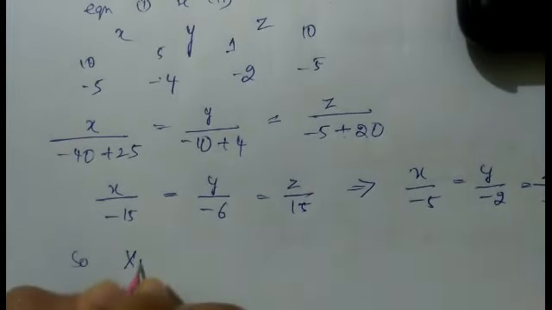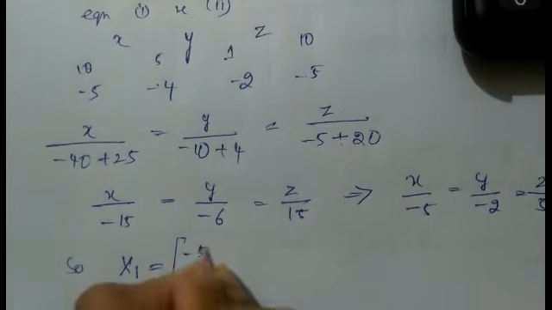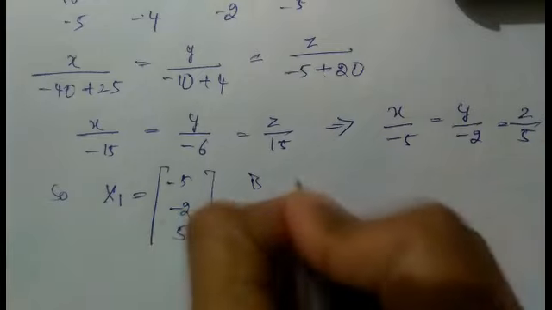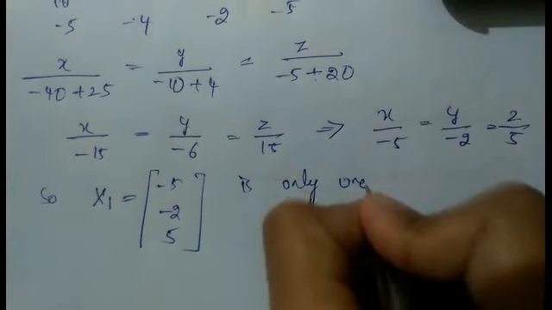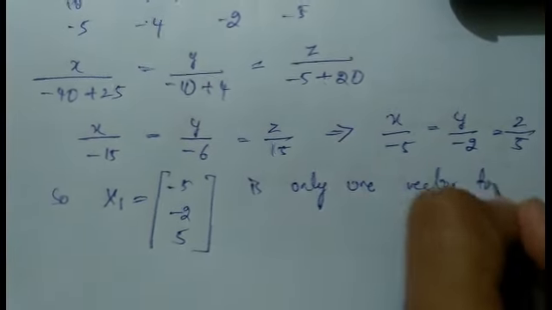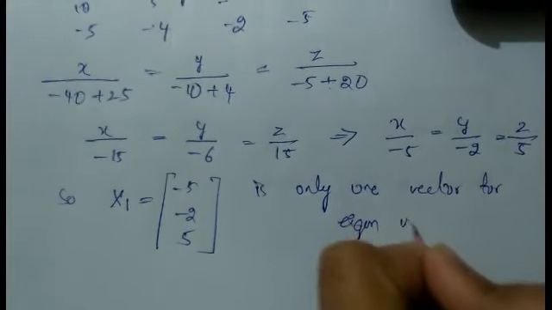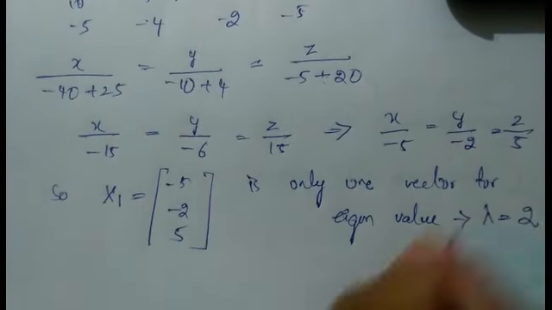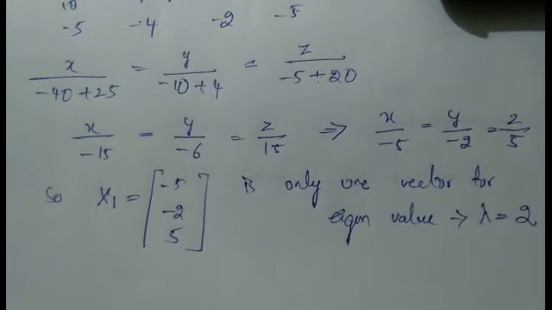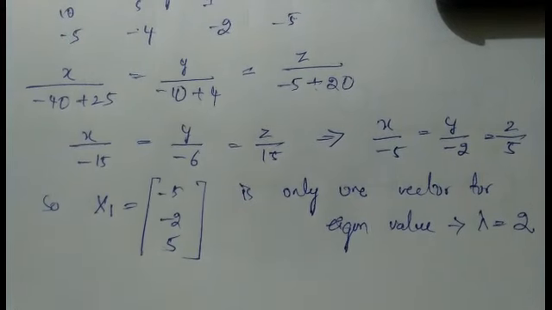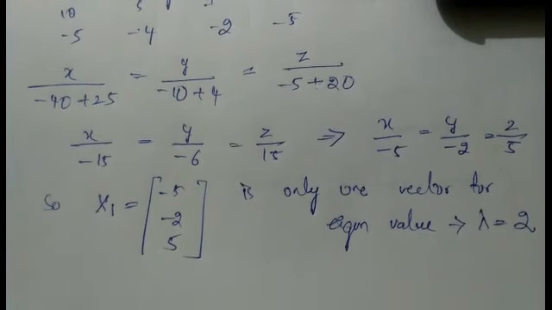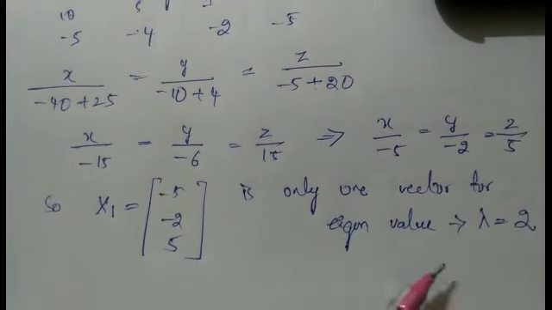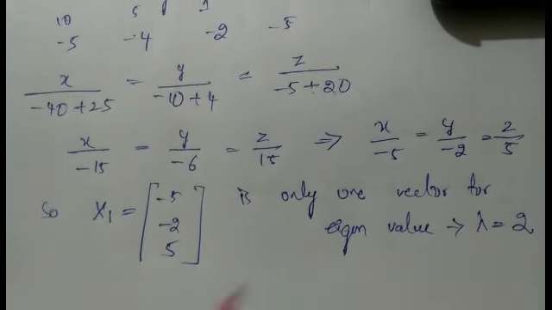So the vector we got is x1 equals to minus 5, minus 2 and 5. So this is the eigenvector, only one vector for eigenvalue lambda equals to 2. As we have seen, lambda 2 is repeated 2 times, so we need to get two eigenvectors for 2. But here we got only one eigenvector for lambda equals to 2.